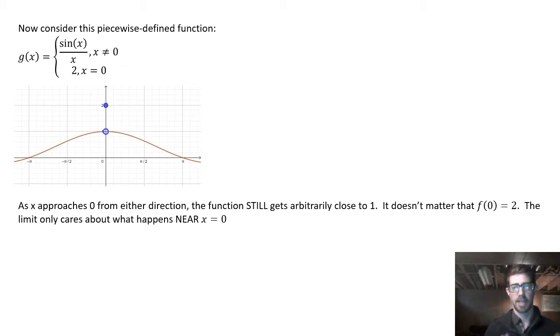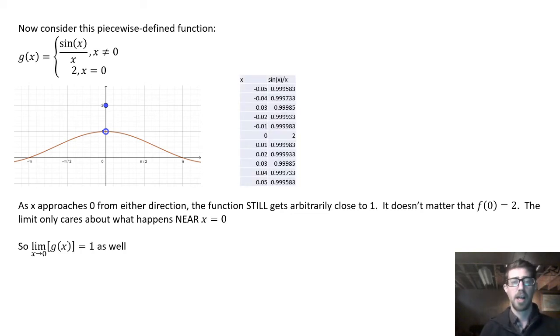The limit doesn't care what actually happens here. All it really cares about is what happens near here. It cares about what happens to these values as x approaches 0. It doesn't care about what happens when x actually is 0. So this could be 2 or 5 or negative 100 or whatever. The limit as x approaches 0 of this weird new function is still 1. It doesn't matter what happens at 0.